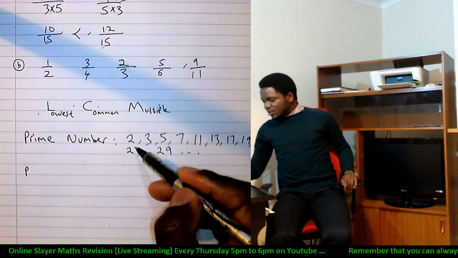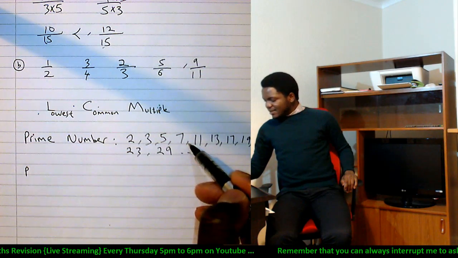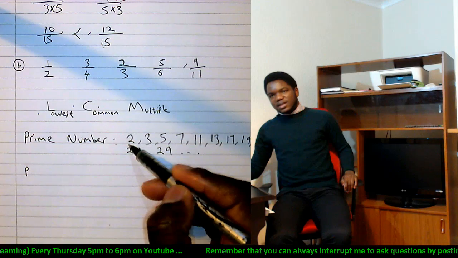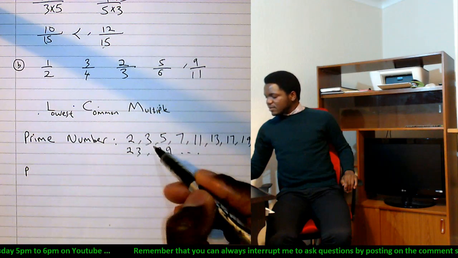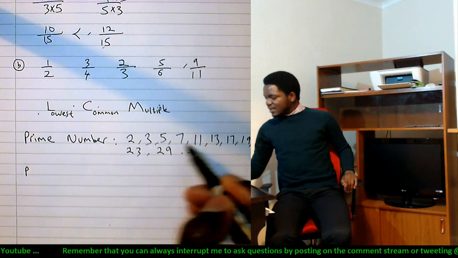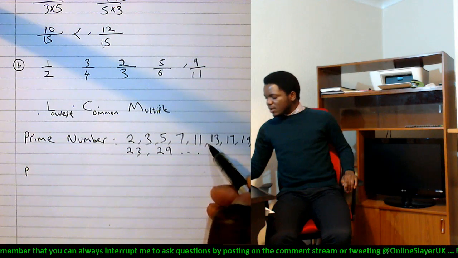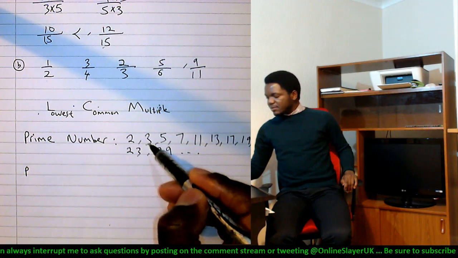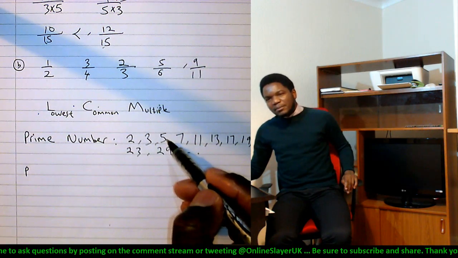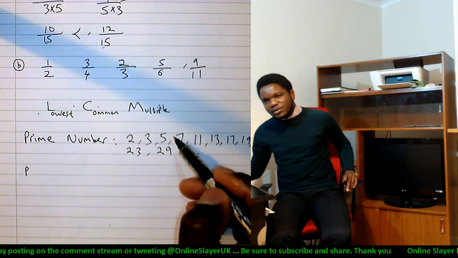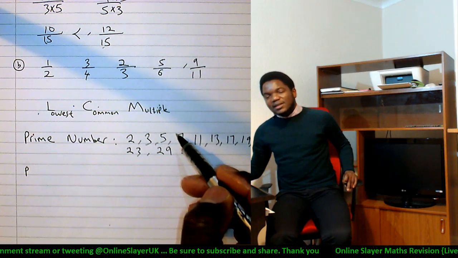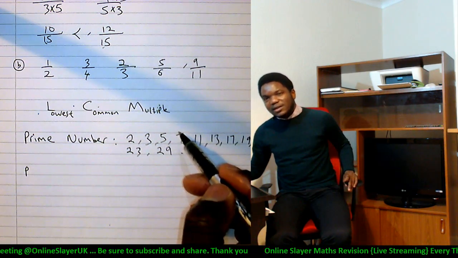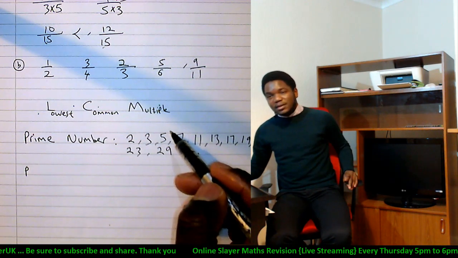6 is 2 times 3. 8 is 2 times 2 times 2. 9 is 3 times 3. 10 is 2 times 5. 12 is 2 times 2 times 3. Every number you can think of is a product of prime numbers. And those prime numbers are called prime factors of that number.